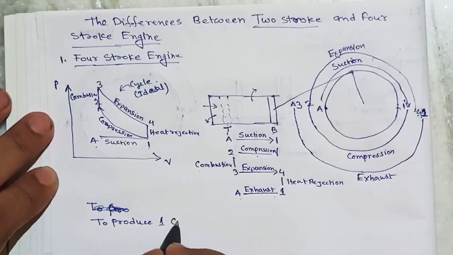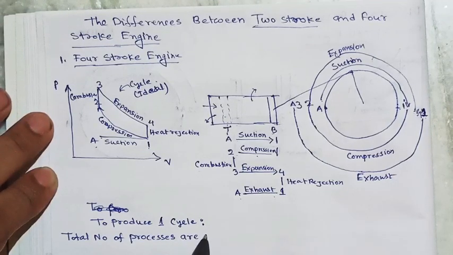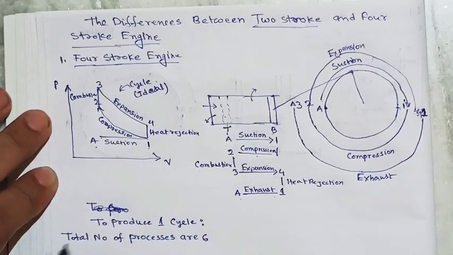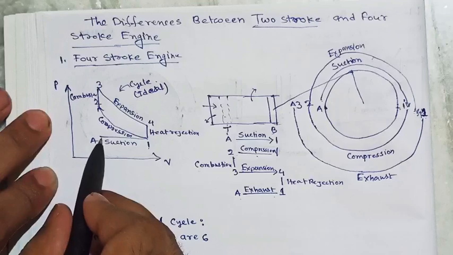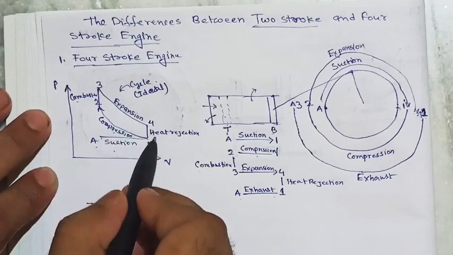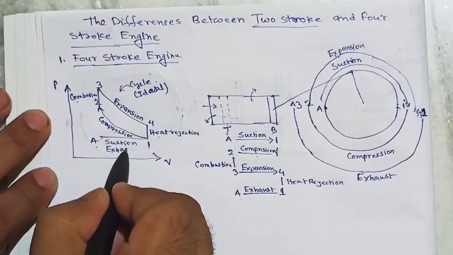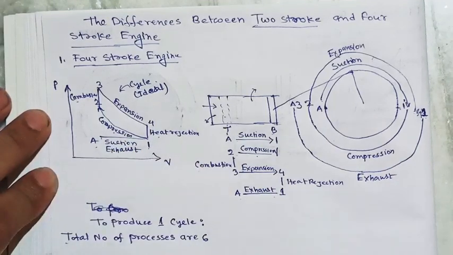Now we can write, to produce one cycle, the total number of processes are 6. You can see that the total number of processes are 6. That is the suction, compression, combustion, expansion and heat rejection, then exhaust. These are the 6 processes.